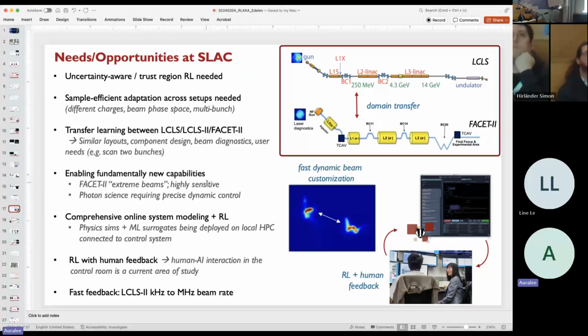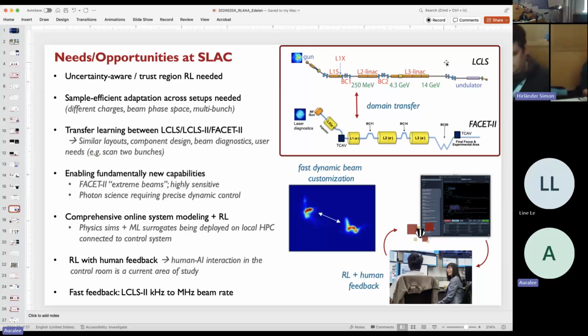In terms of the needs and opportunities concerning RL at SLAC, one of the things that we really need is uncertainty-aware and trust region RL. These accelerators are very, very sensitive to changes in parameters, and if we take a step too quickly, things like the trajectory feedbacks trip and shut off the machine. And then the parameter space, depending on how many variables you're adjusting, very strongly influences the output parameters in a very coupled way. And so being able to explore part of the parameter space and then expand the trusted region, as many trust region algorithms do, is something that would be very appealing.